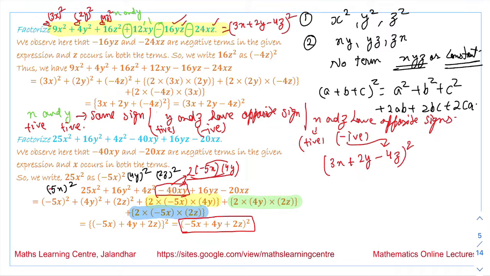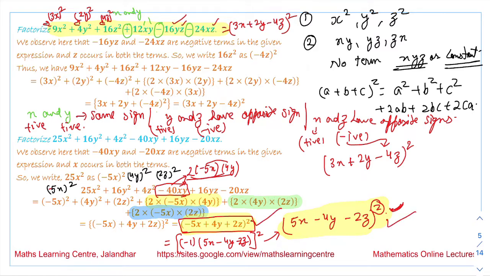Now suppose I am not assigning x the negative sign, what will happen over here? The answer will come in the form 5x minus 4y minus 2z whole square. This will also give us the same answer, because square is there. You can take negative common from all these terms. It is 5x minus 4y minus 2z whole square. So either you are writing this answer or you are writing this answer. Both these answers are correct.